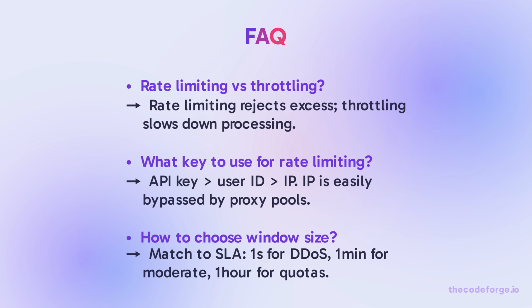And a few frequently asked questions. Rate limiting versus throttling. Rate limiting rejects excess requests. Throttling slows down processing. What key to use for rate limiting? API key, user ID, or IP. IP is easily bypassed by proxy pools. How to choose window size? Match to SLA: 1s for DDoS, 1 min for moderate, 1 hour for quotas.